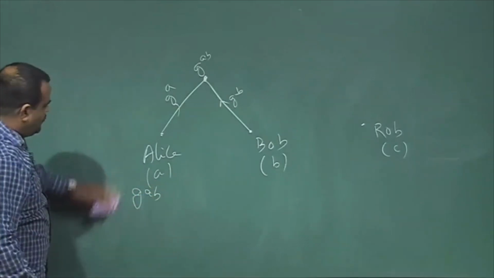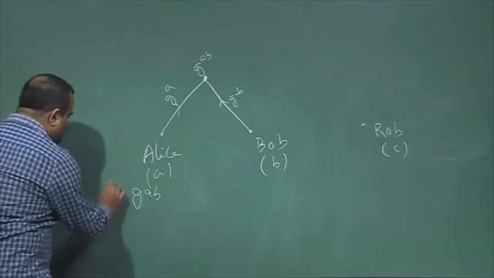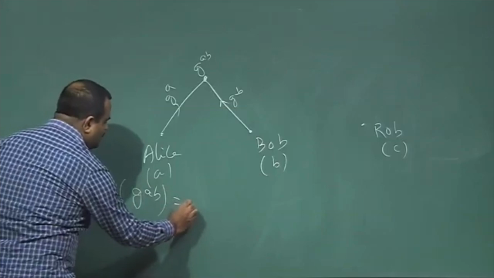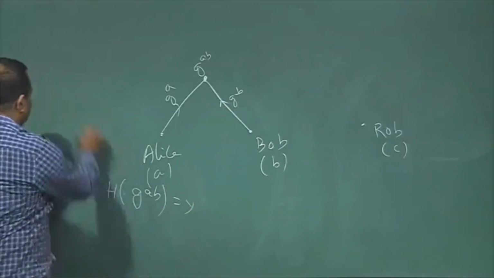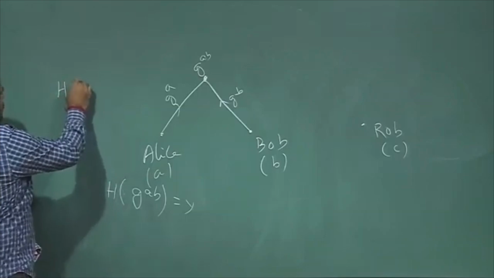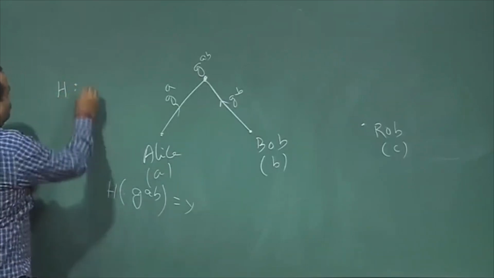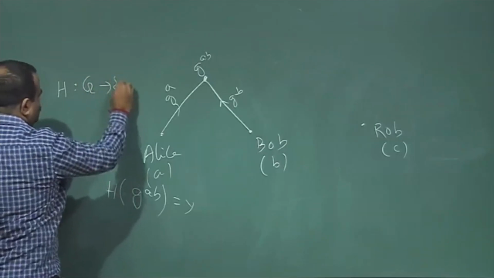I mean g to the power ab is now with both the parties. Now, what can they do? They can apply a hash function on it, and this is basically y. So, we want a hash function such that it is taking this group element g to the order of the group, so 0 1.